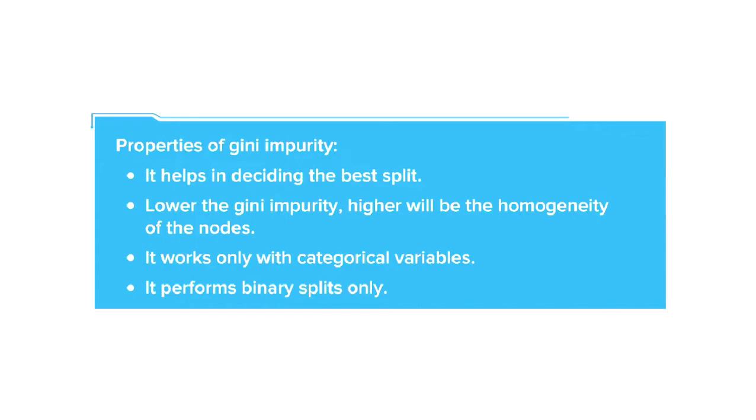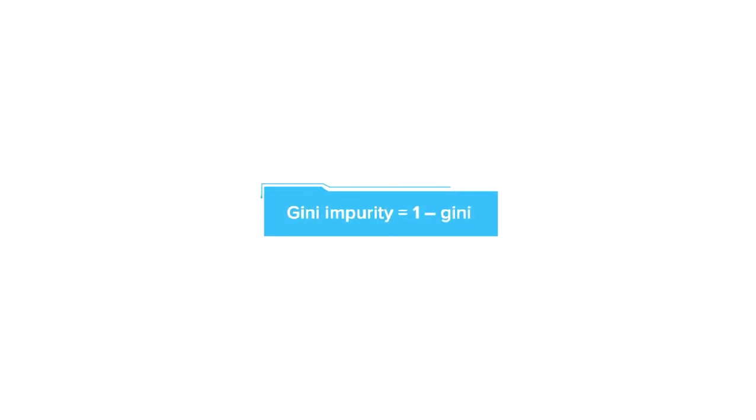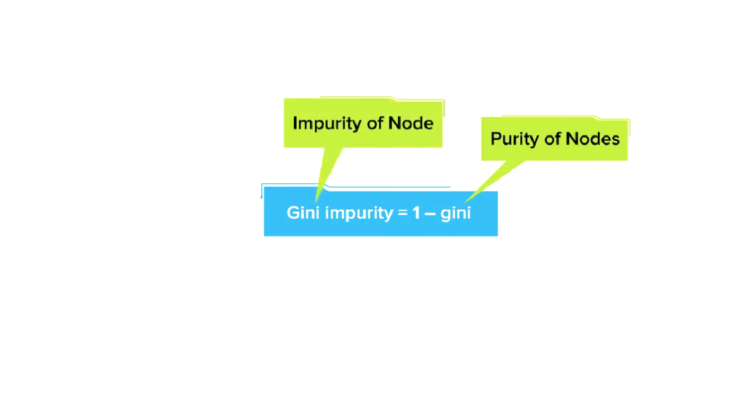Let's look at the properties of Gini impurity before we actually calculate the Gini impurity to decide the best split. It helps us to decide the best split based on the Gini impurity. As we discussed before, Gini impurity is 1 minus Gini. So here, Gini denotes the impurity, and hence Gini impurity tells us about the impurity of nodes. Let's move on to the second property. Lower the Gini impurity, higher will be the purity of nodes, and hence higher will be the homogeneity of the nodes.